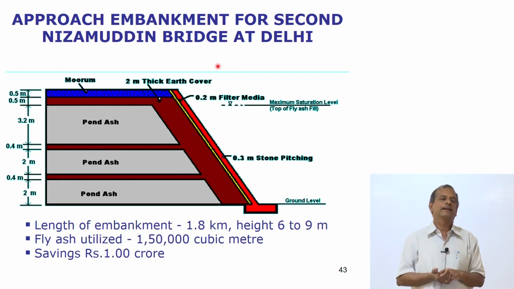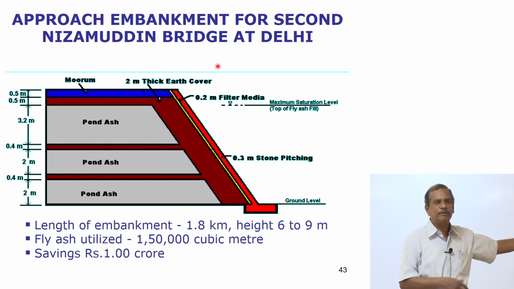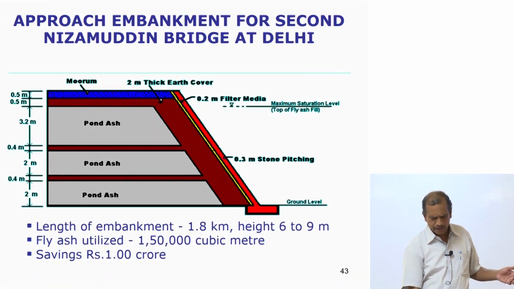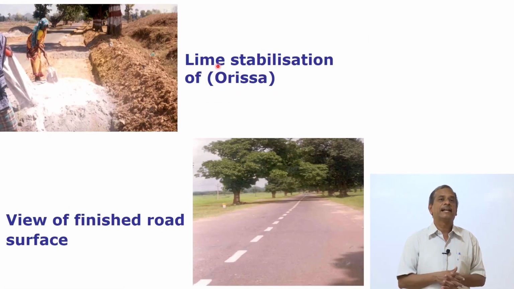But the point here is that you can use industrial waste in road construction, and that way you can preserve the environment. We can use the material in road construction. When material is not available, fly ash can be used for road construction. We can also try to use stabilization using lime.